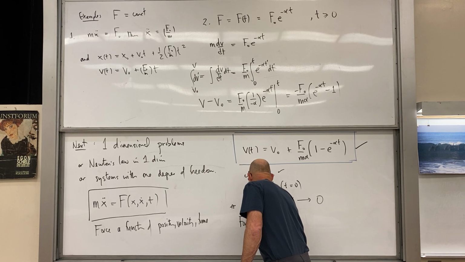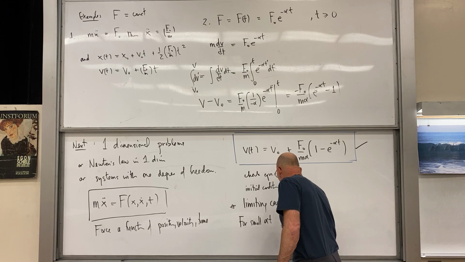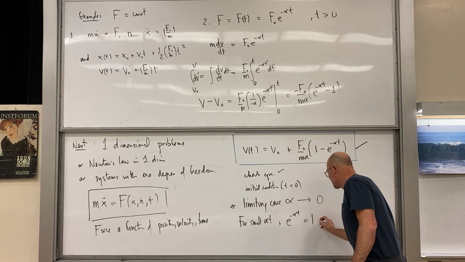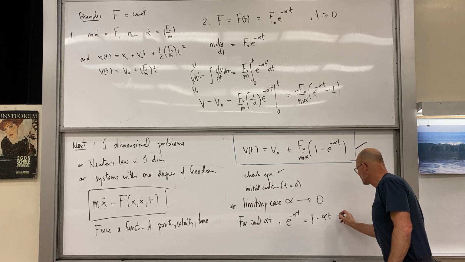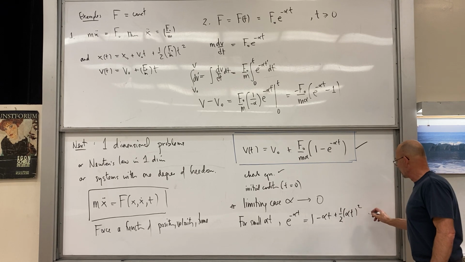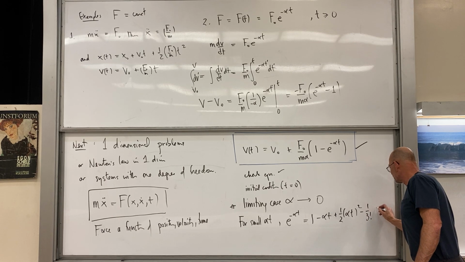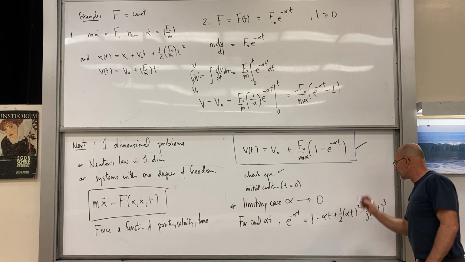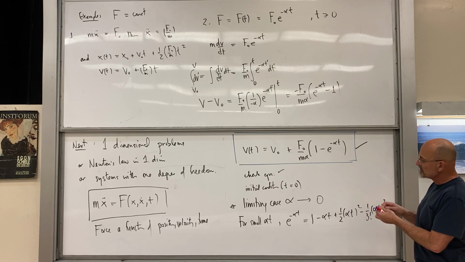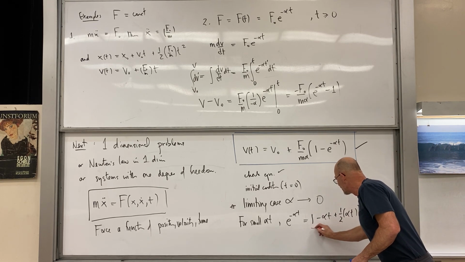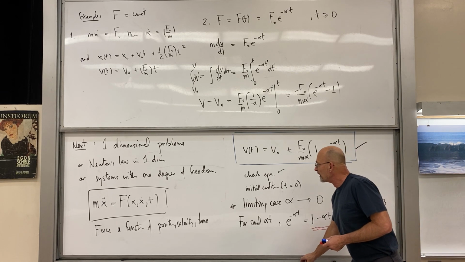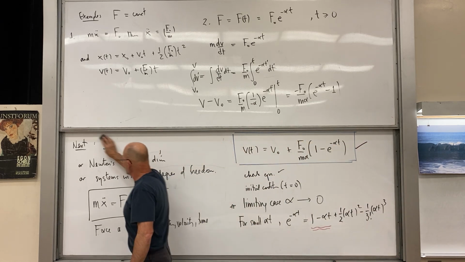For small alpha times t, we've got e to the minus alpha t is equal to 1 minus alpha t, plus 1 over 2 factorial alpha t squared, minus 1 over 3 factorial alpha t cubed, and so forth. That would be the series expansion of this exponential. We just need this linear case right here in order to work this out. So let me go ahead and erase this right here.